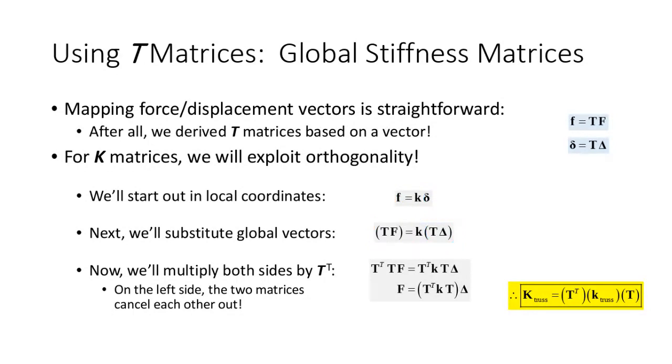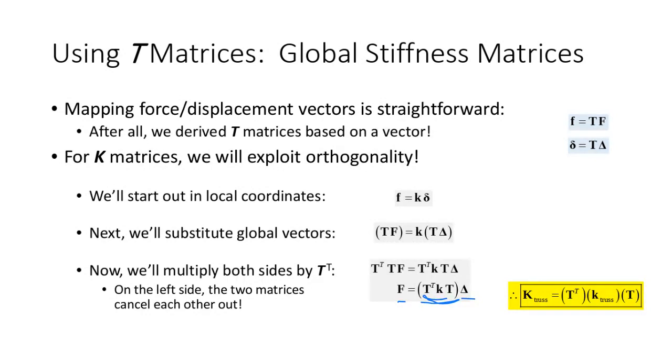So I'll substitute my global vectors. Then I'll multiply both sides by T transpose. Because rotation matrices are orthogonal, T transpose times T cancels out. So over here on the left, I get global, global, and that's my global. So how do I get the global stiffness matrix for a truss element? I take T transpose times K times T.